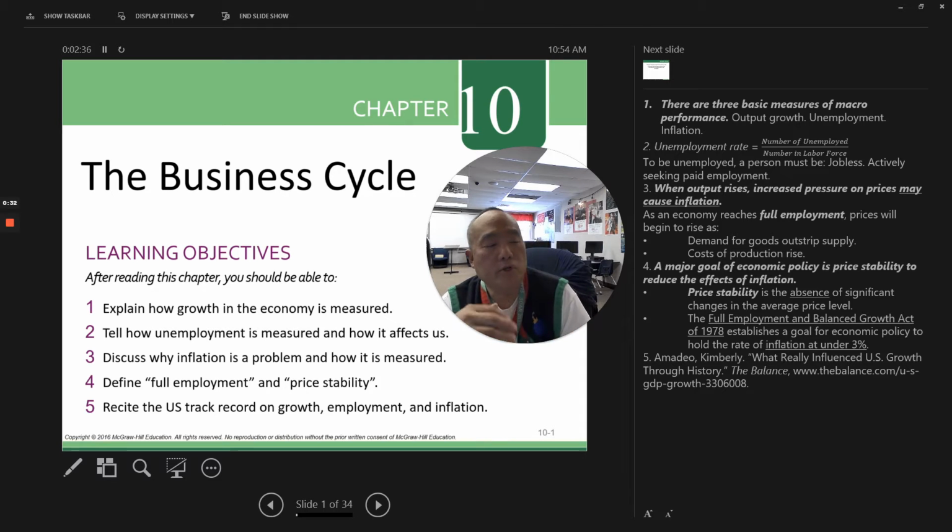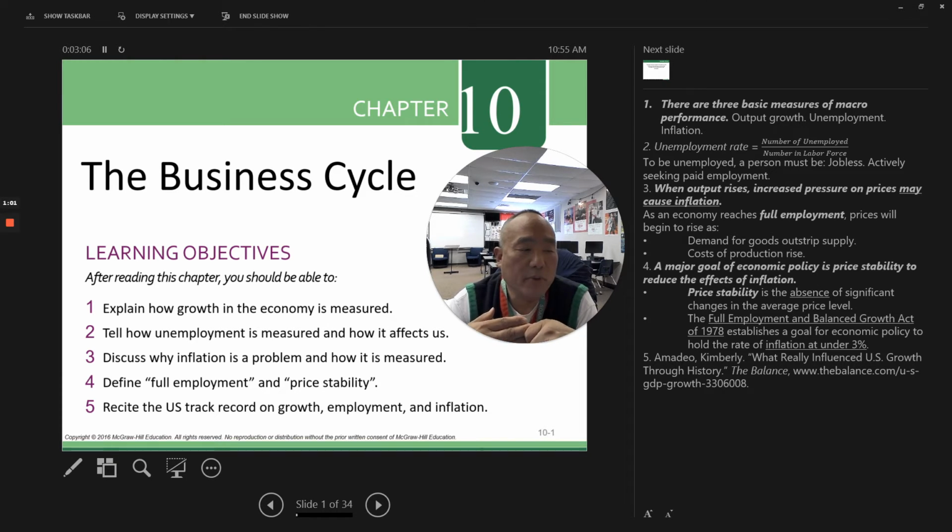Learning objective number 2 is tell how unemployment is measured and how that affects us. Unemployment is measured by dividing the number of unemployed by the number in the labor workforce. Specifically, the number of unemployed is counted as anyone that is 16 or older, and people who are actively seeking full-time employment.